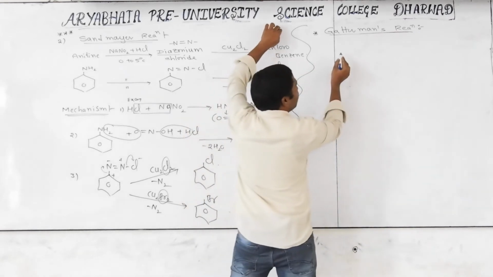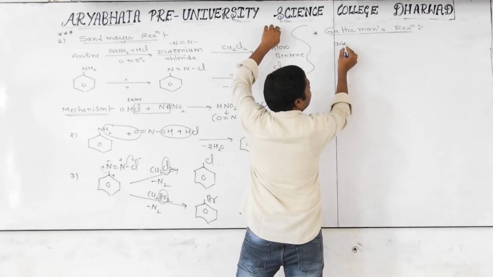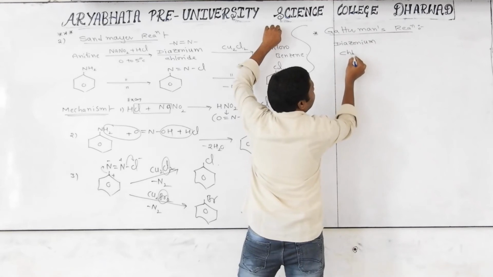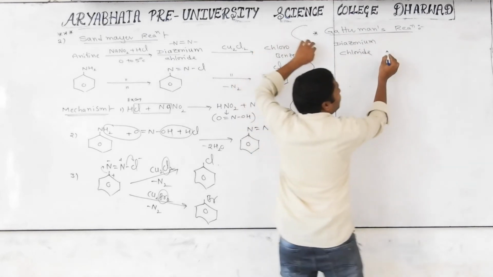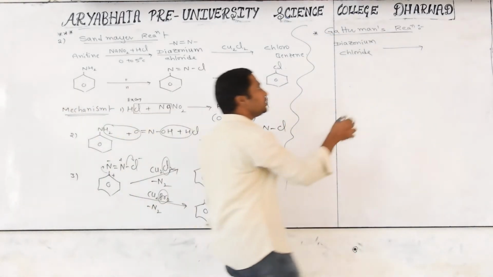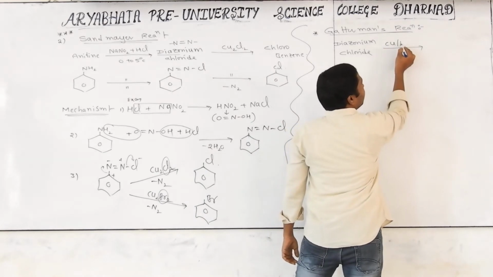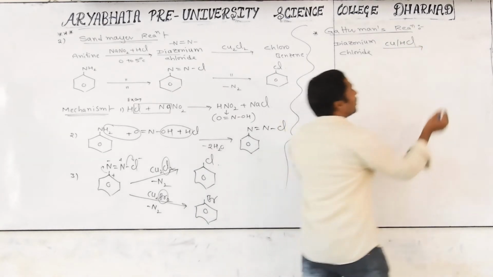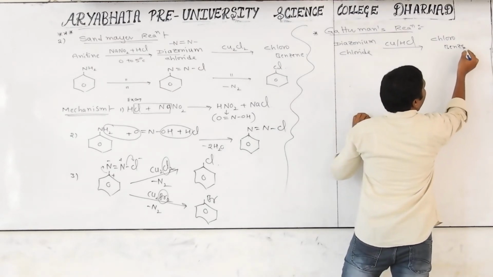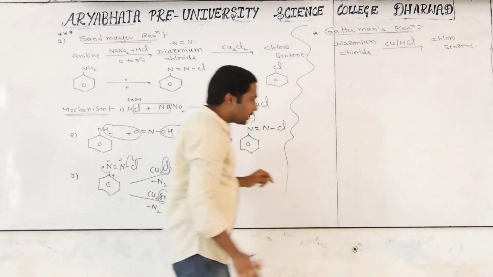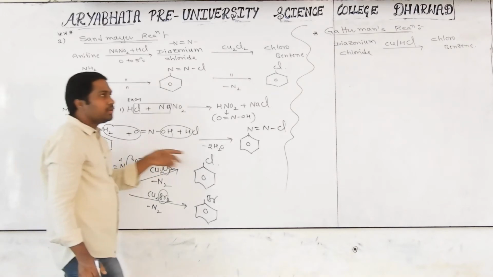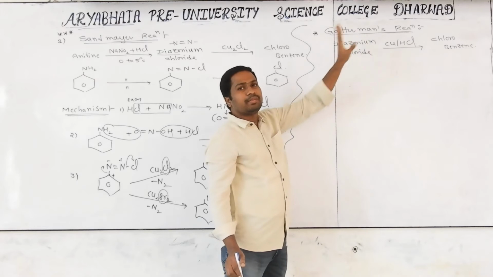So under the Gattermann reaction, we take diazonium chloride, and that diazonium chloride will be treated with copper and HCl. Instead of Cu2Cl2, I am using a copper and HCl combination. Then what are we getting? Chlorobenzene. Did you observe the small change from Sandmeyer to Gattermann? Under Sandmeyer, in the final step, we use cuprous chloride. Instead of cuprous chloride, we use a copper and HCl combination, and the product is the same.